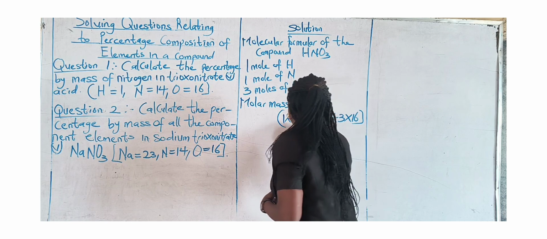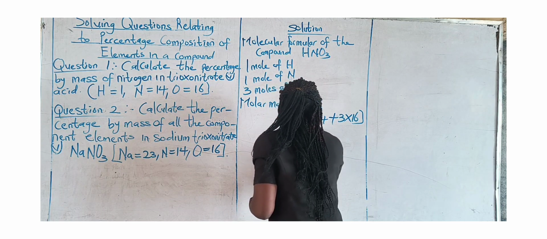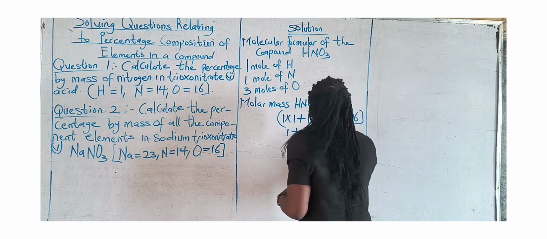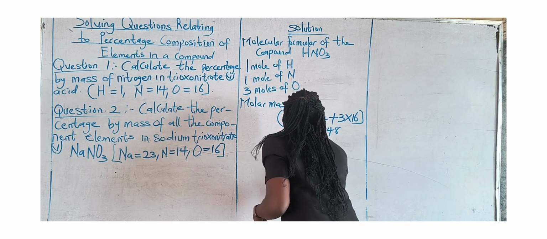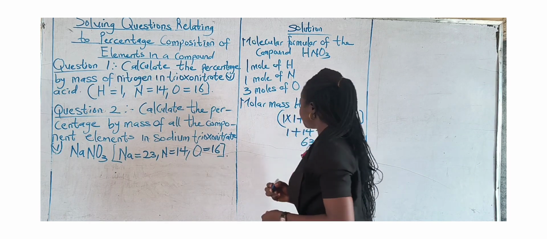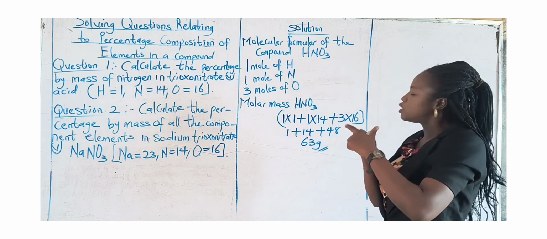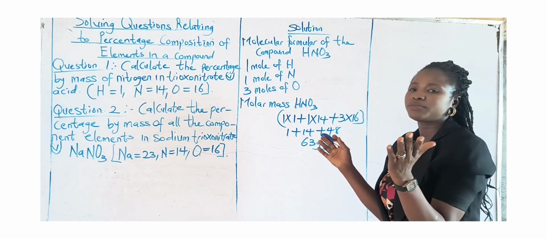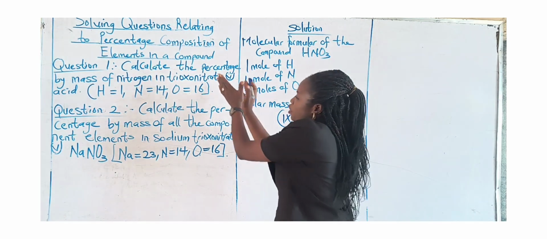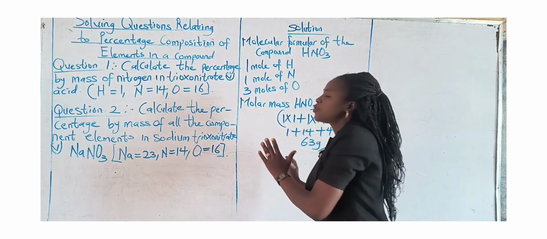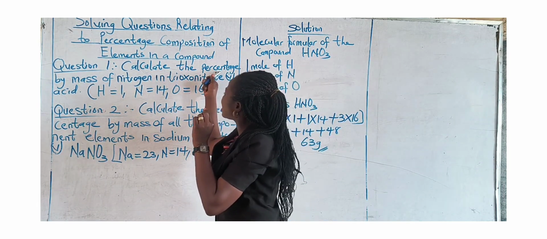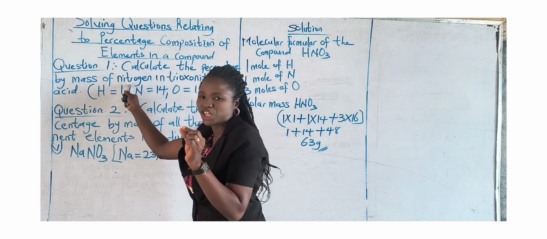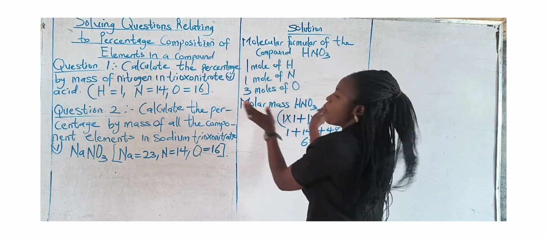So when we have 1 plus 14 plus 48, this should give us 63 grams. Good. That's the total mass of the elements of the compound: 63 grams. So now we are only asked to calculate the percentage by mass of nitrogen in the whole compound.